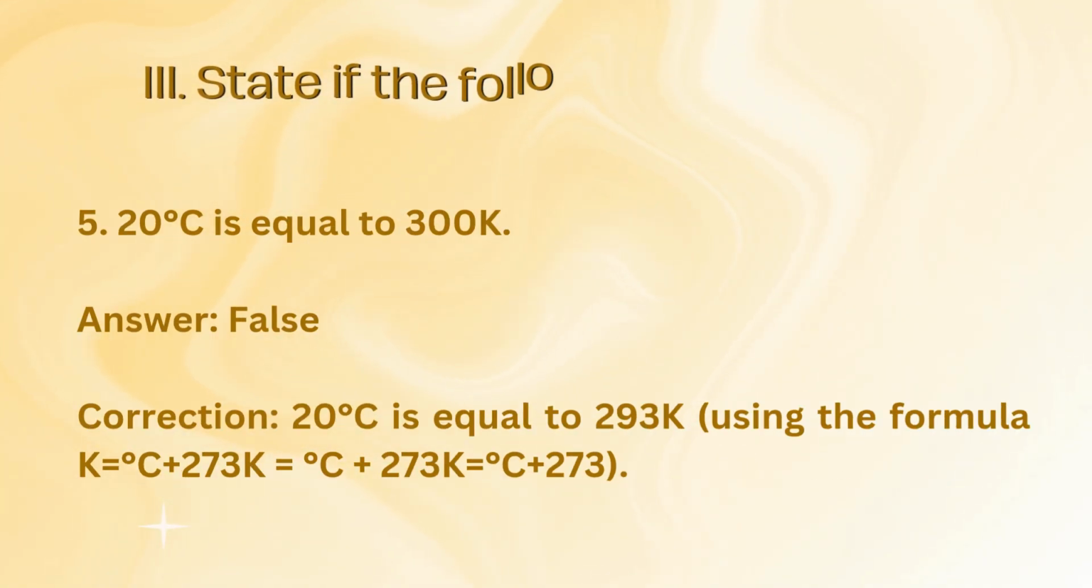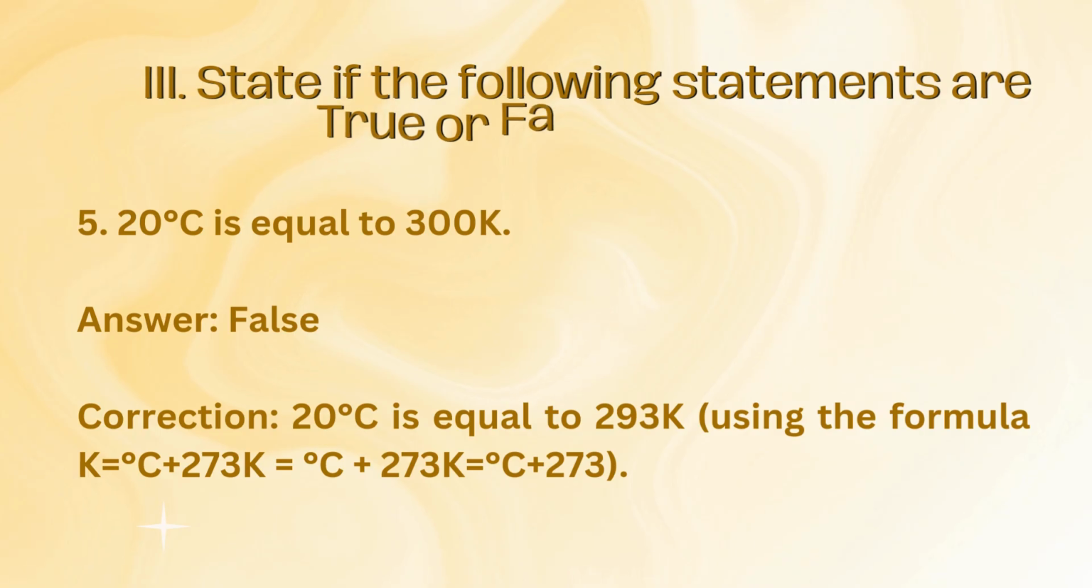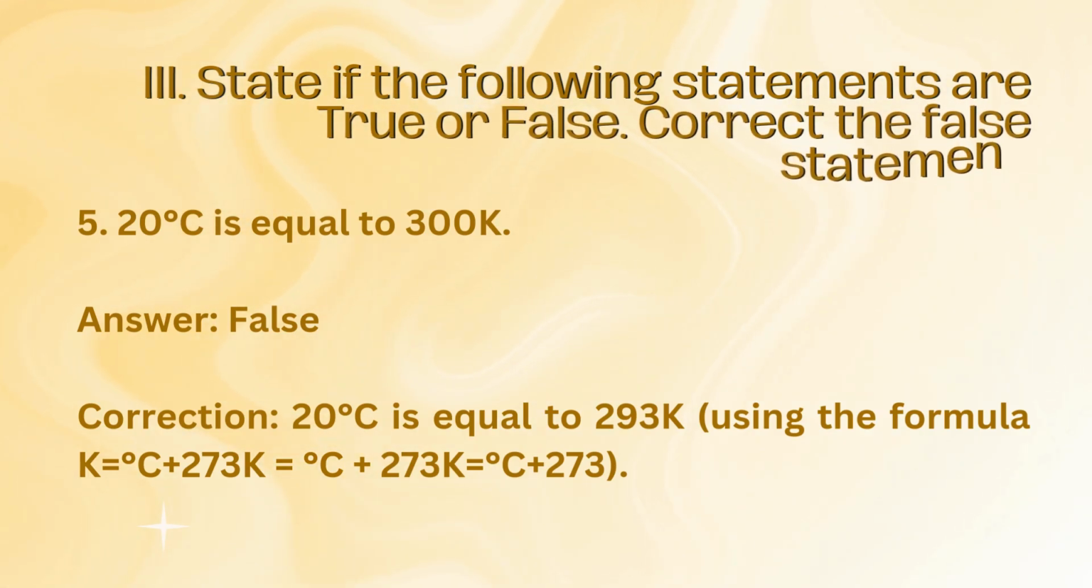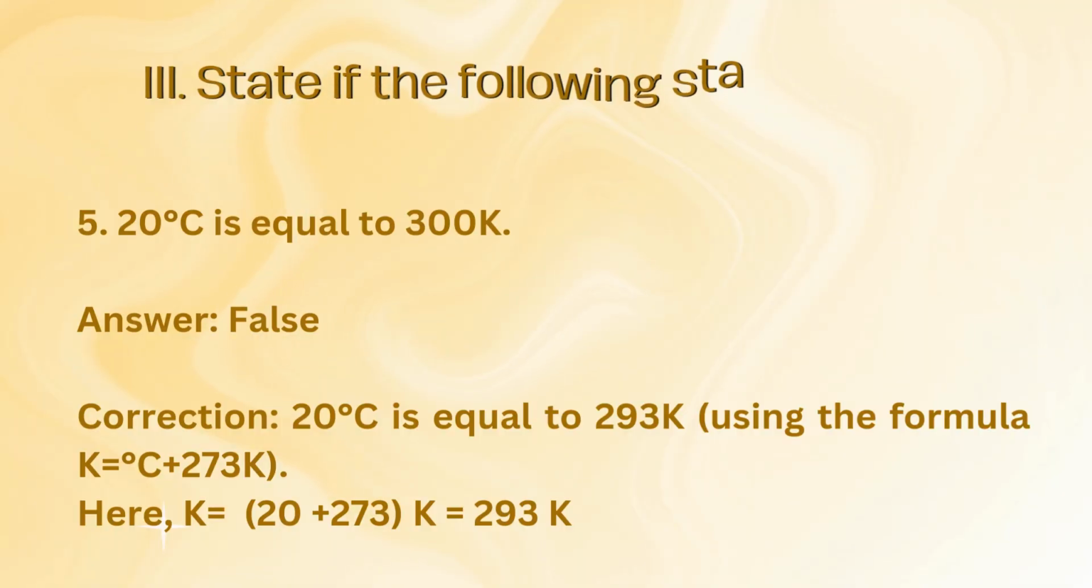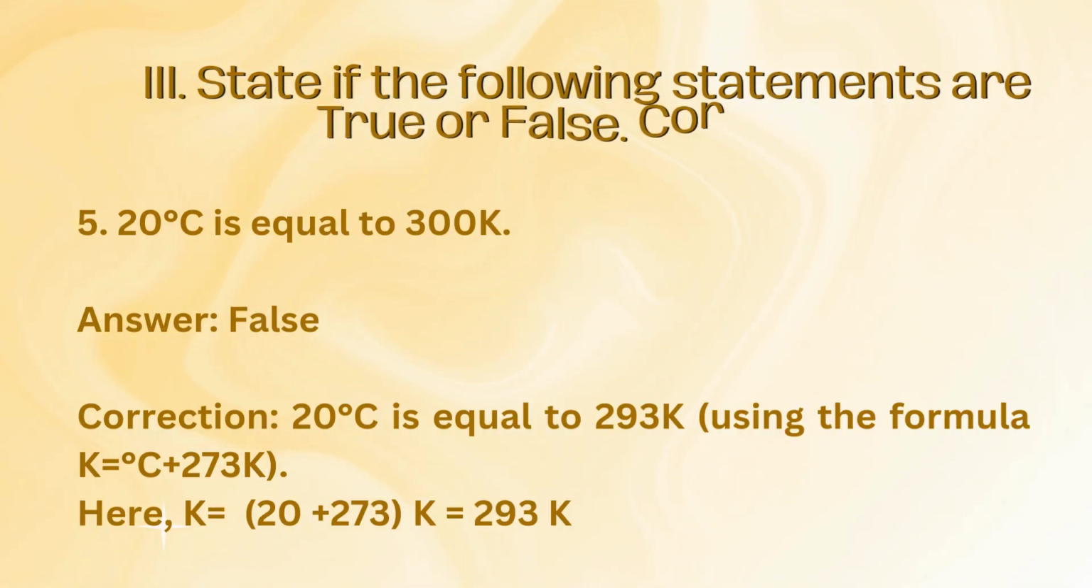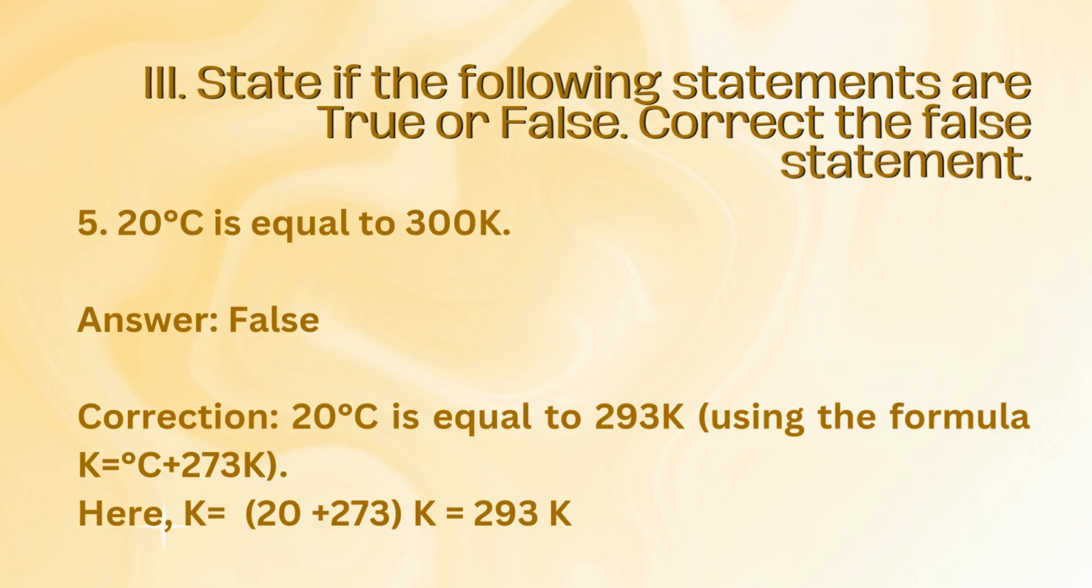Statement 5. 20 degrees Celsius is equal to 300 Kelvin. Answer: false. Correct statement: 20 degrees Celsius is equal to 293 Kelvin. Reason: 20 degrees Celsius is equal to 293 Kelvin by using the formula Kelvin is equal to 20 degrees Celsius plus 273 Kelvin is equal to 293 Kelvin.